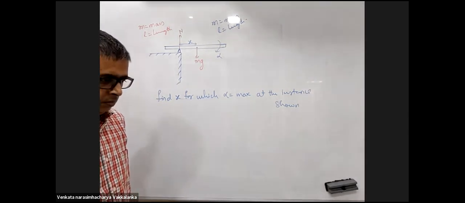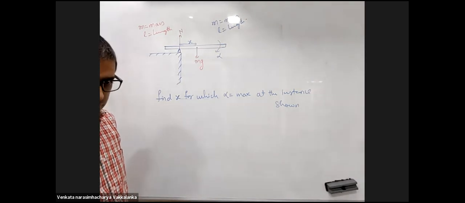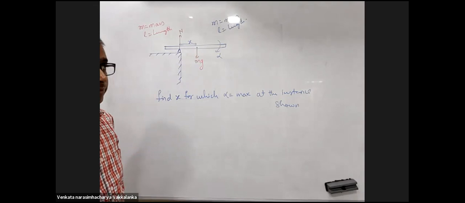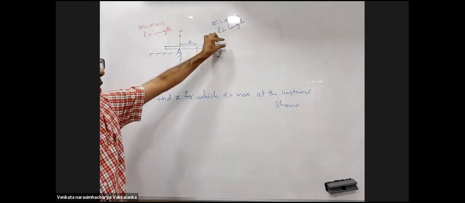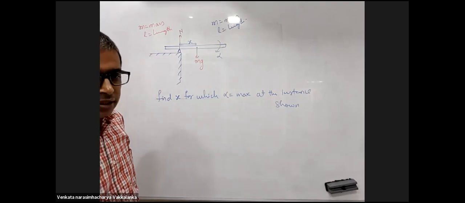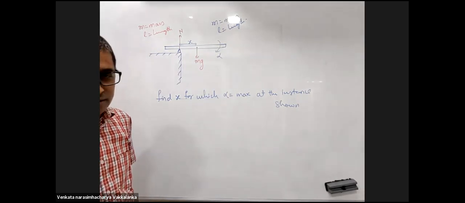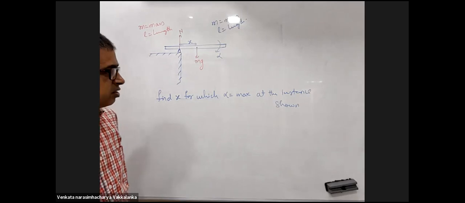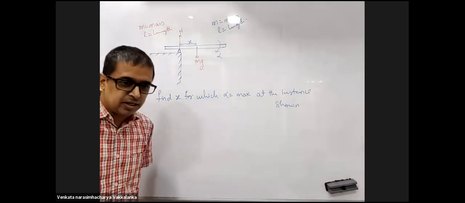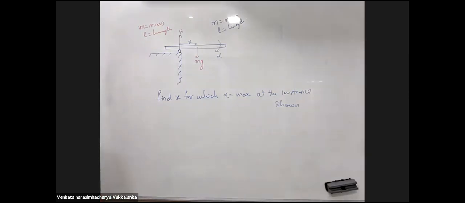Sir, is the rod rotating about the pivot? About this peg, it will rotate. You're holding the rod in this position and you're releasing. Find x for which it will have maximum angular acceleration at the instant shown.